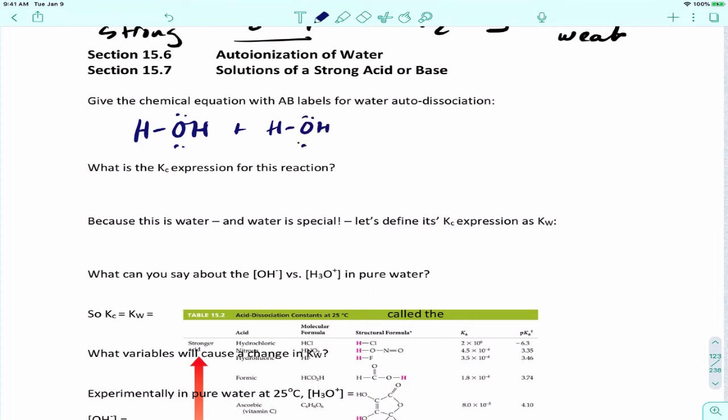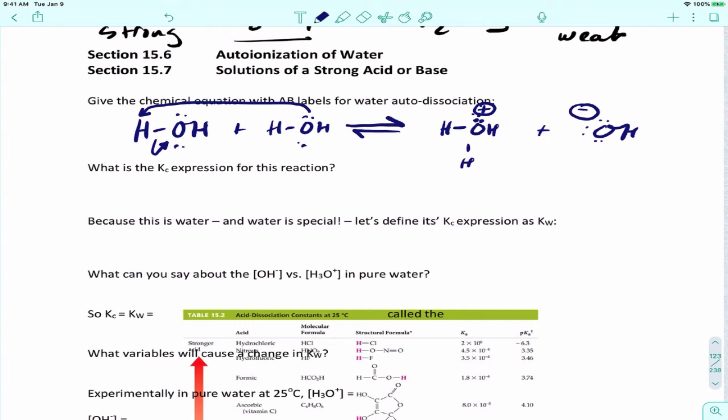The way this would happen is that the O from one of the waters is going to pull the hydrogen from the other water. We break that OH bond, and that pair of electrons goes over to the other oxygen. So in this kind of a reaction, one product is going to be H3O plus, and the other product is going to be OH minus. All right, so this is an equilibrium reaction.